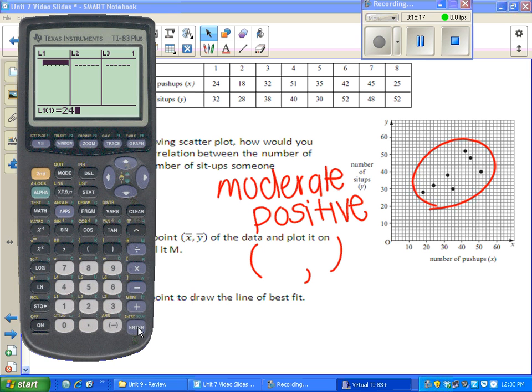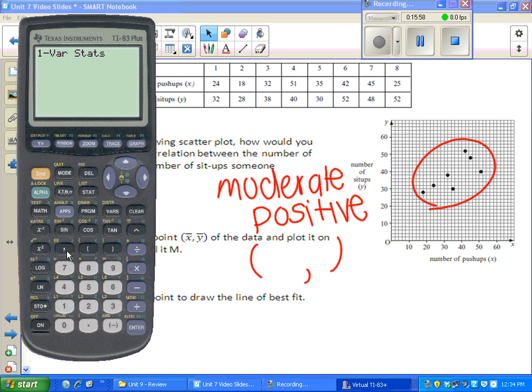So this should be 24, 18, 32, 51, 35, 42, 45, 25. So we can also put that in L2 then for our y. So it'd be 32, 28, 38, 40, 30, 52, 48, 52.